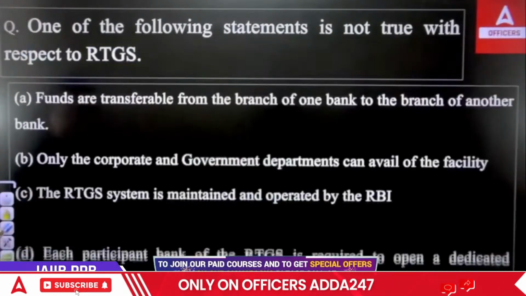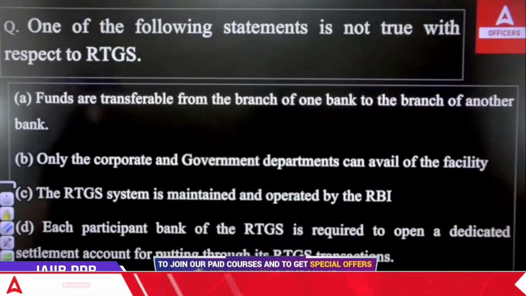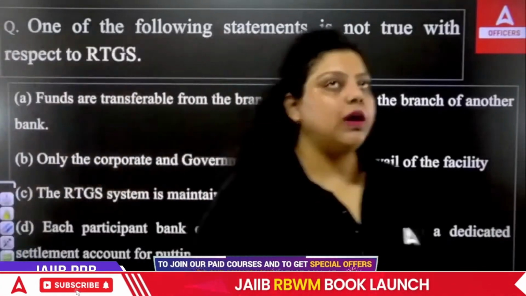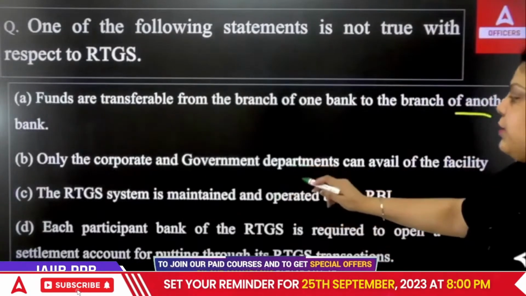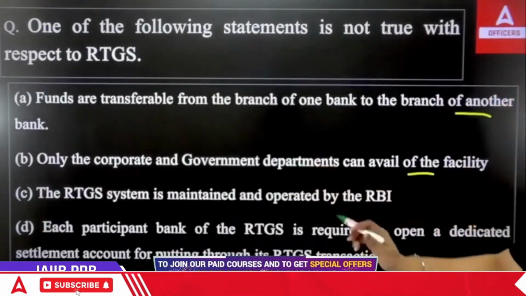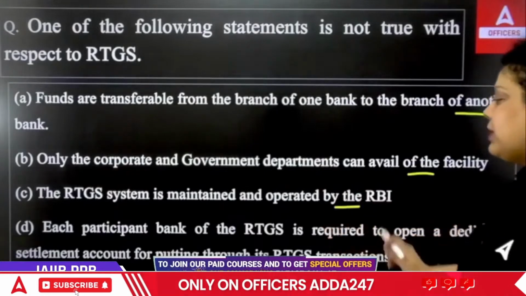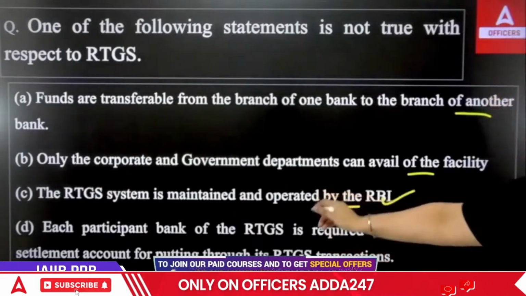out of that, which of the following statements is not true? That you have to tell. First, funds are transferable from the branch of one bank to the branch of another bank. Only the corporate and government departments can avail the facility. The RTGS system is maintained and operated by RBI. This is so true. I have just told you.